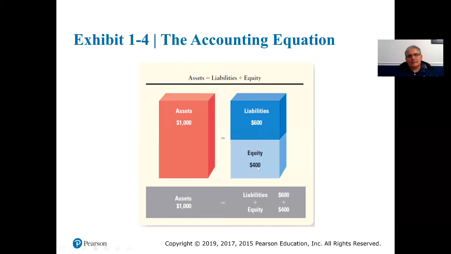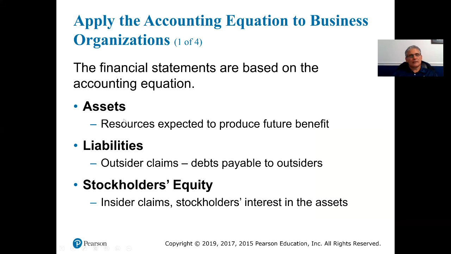So the equity is the ownership claim. If you had to liquidate these assets, $1,000, well, first you have to pay off your liability. In this case, that's $600. And the difference between your assets and liabilities is going to be the ownership claim, or the $400. This slide talks about the assets, defined as resources expected to produce future benefit; liabilities, outsider claims, debts payable to outsiders; and the stockholders' equity, which is the insider claim, stockholders' interest in the assets.